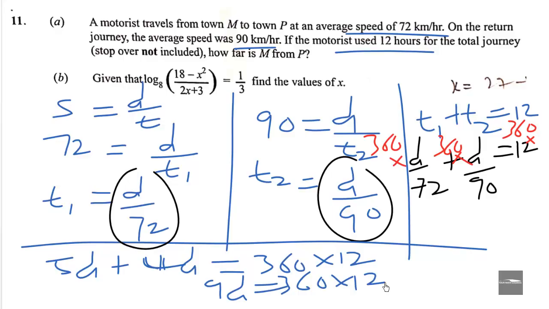So d will be equal to 360 divided by 9, which is 40. So 40 times 12, and that will give us 480 kilometers. So 480 kilometers is the distance between town M and town P.